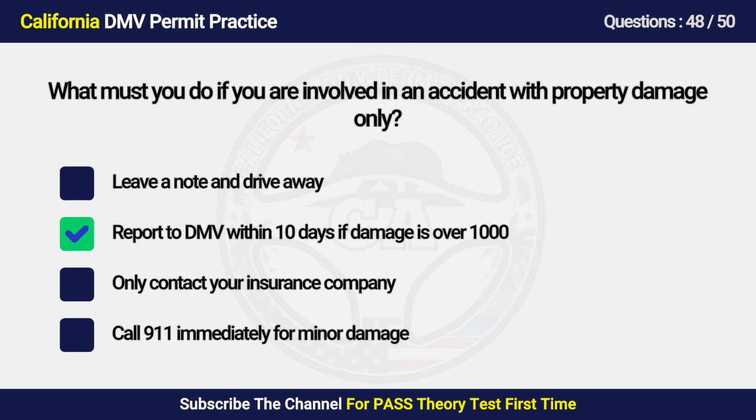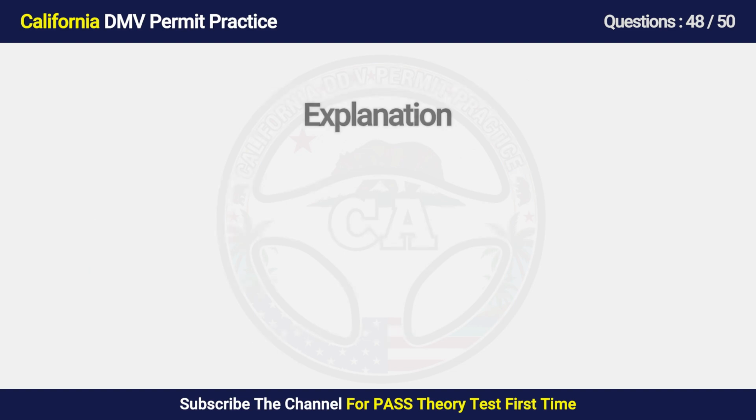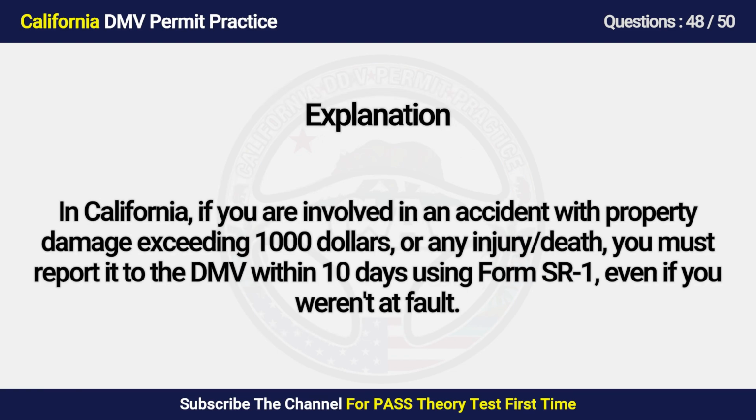Answer is B. Report to the DMV within 10 days if damage is over $1,000. In California, if you are involved in an accident with property damage exceeding $1,000 or any injury, you must report it to the DMV within 10 days using the required form, even if you weren't at fault.